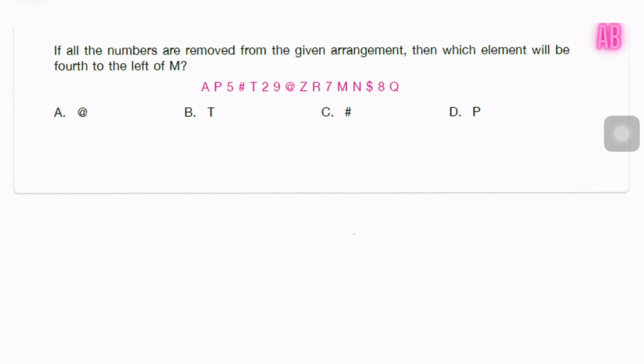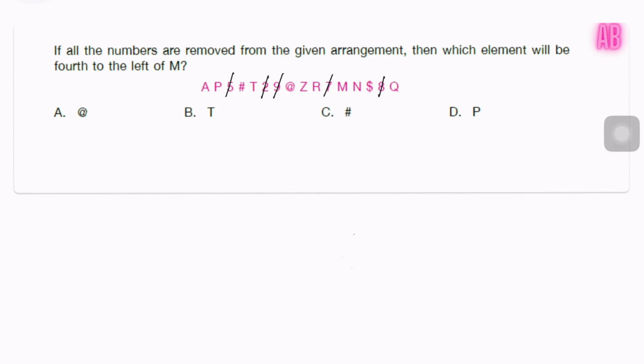Okay, so here is the next question on your screen. It's a reasoning question. If all the numbers are removed from the given arrangement, then which element will be fourth to the left of M? So let's do one thing first. Let's remove all the numbers first, okay? So this is a number. Let's strike it off. Then where is the next number? Here, strike it off, strike it off. Then any other number, this one, strike it off. Then this is the last number. Any number left? Okay, so all the numbers are removed from this arrangement.